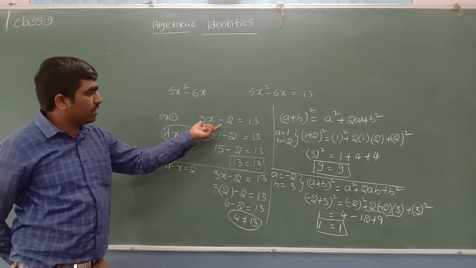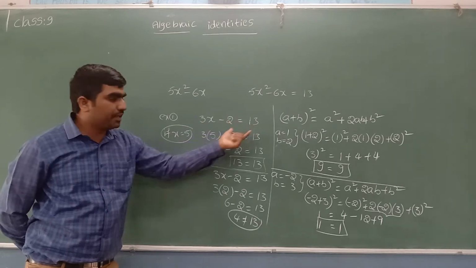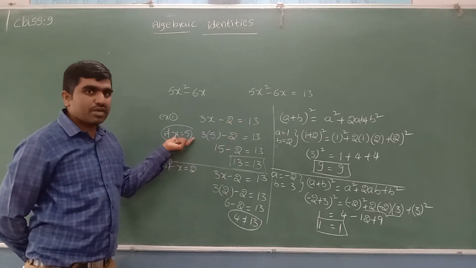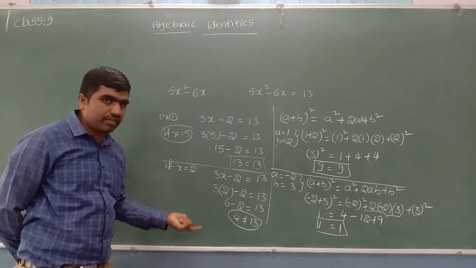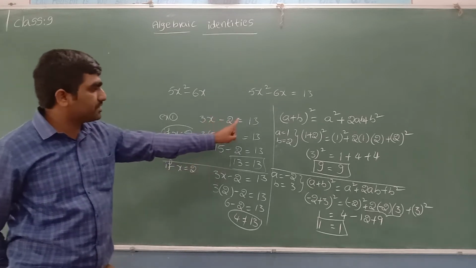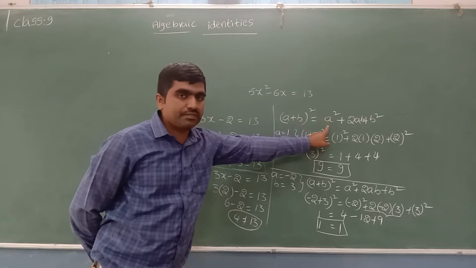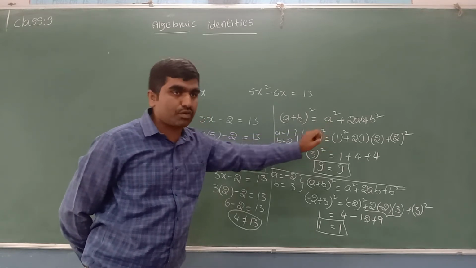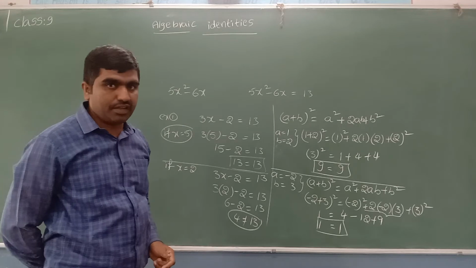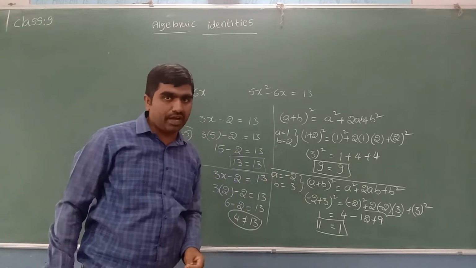Here we saw an algebraic equation that is true only for x equal to 5. It is not true for all the values. It is only an algebraic equation. And this algebraic equation is called an algebraic identity because it is true for all the values.